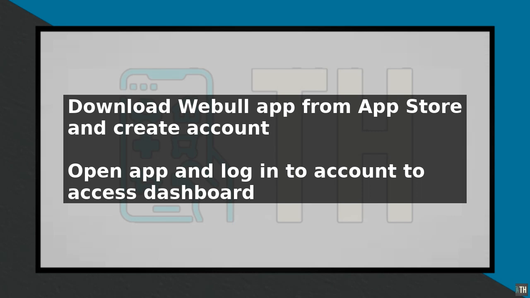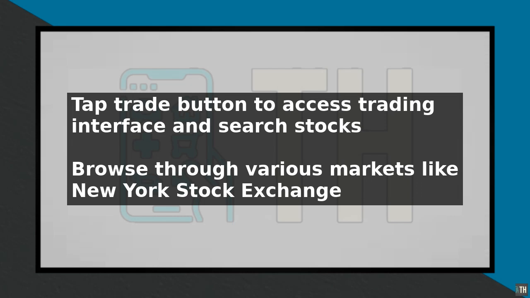To start trading, tap on the Trade button at the bottom of the screen. This will take you to the trading interface, where you can search for stocks, options, or other financial instruments. You can also browse through the various markets, such as the New York Stock Exchange or the Nasdaq.